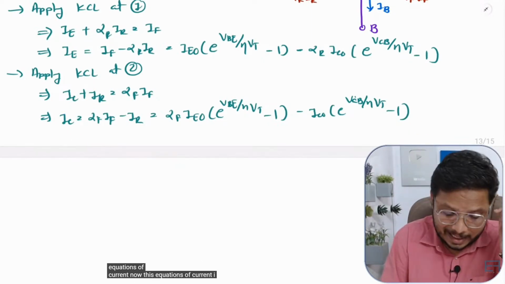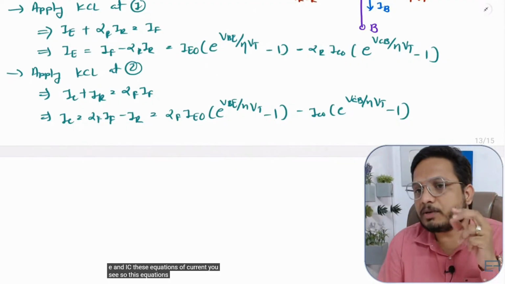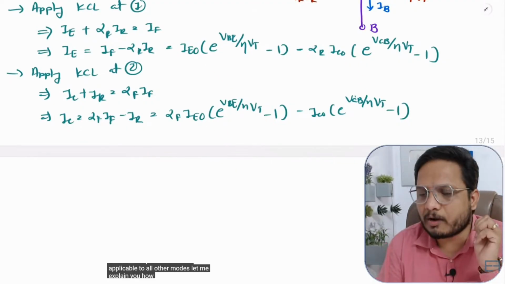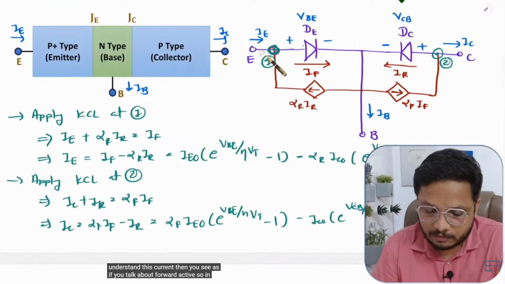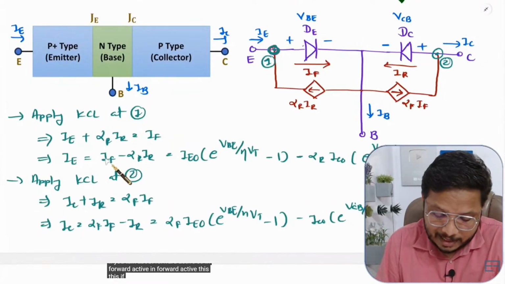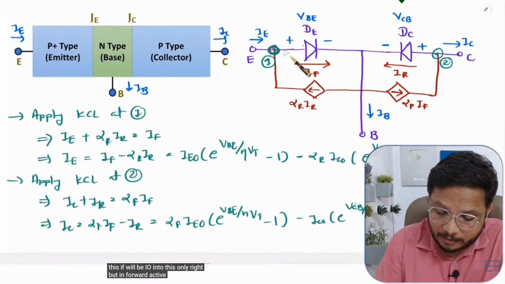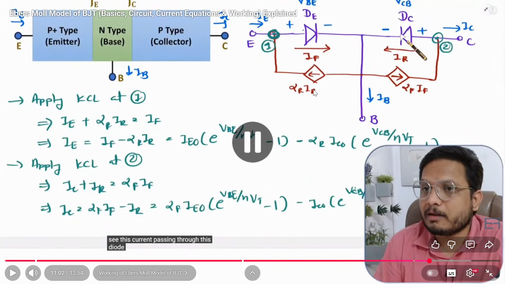Now these equations of current, IE and IC, are also applicable to all other modes. Let me explain how they are applicable. When you want to understand this current, consider forward active. In forward active, this IF will be IEO times this only, right? But in forward active, see the current passing through this diode.